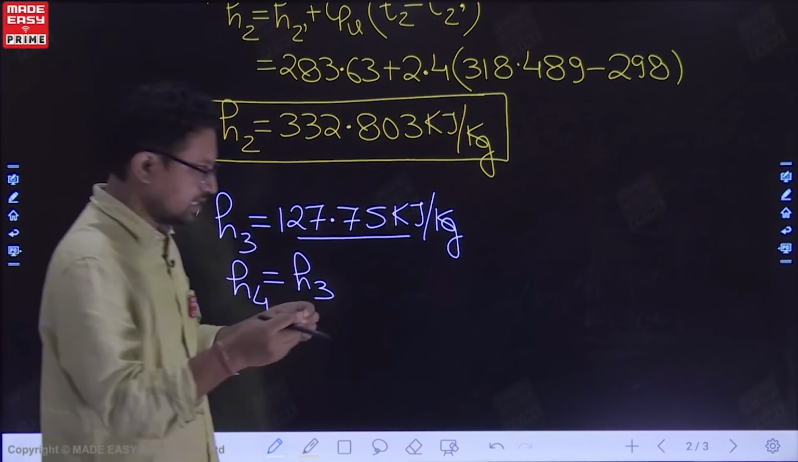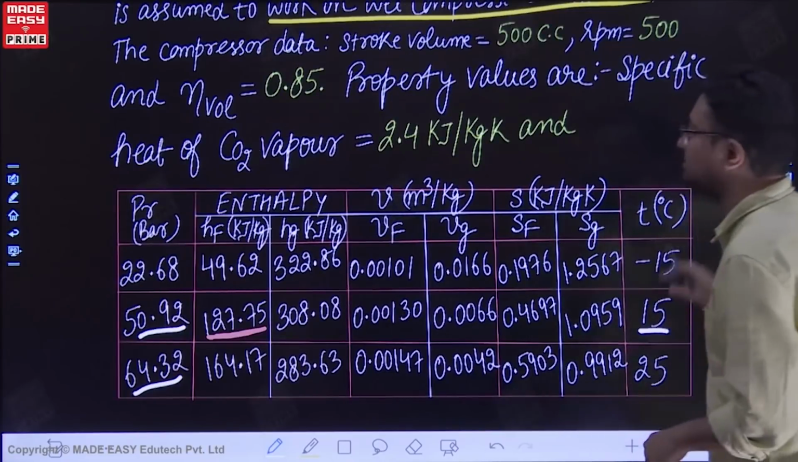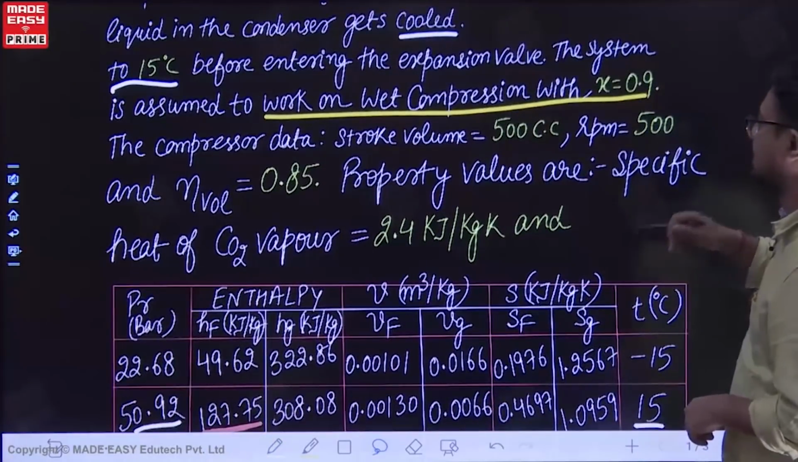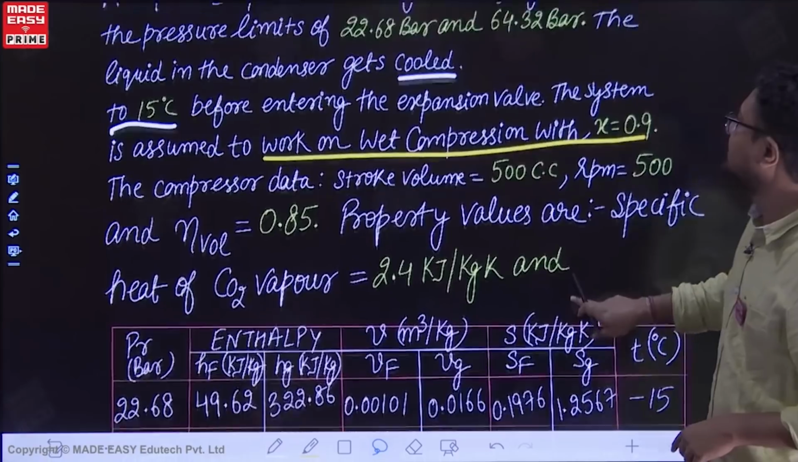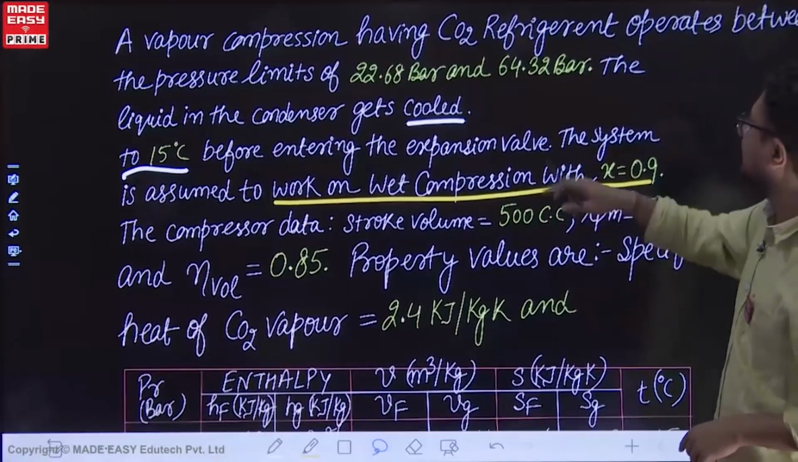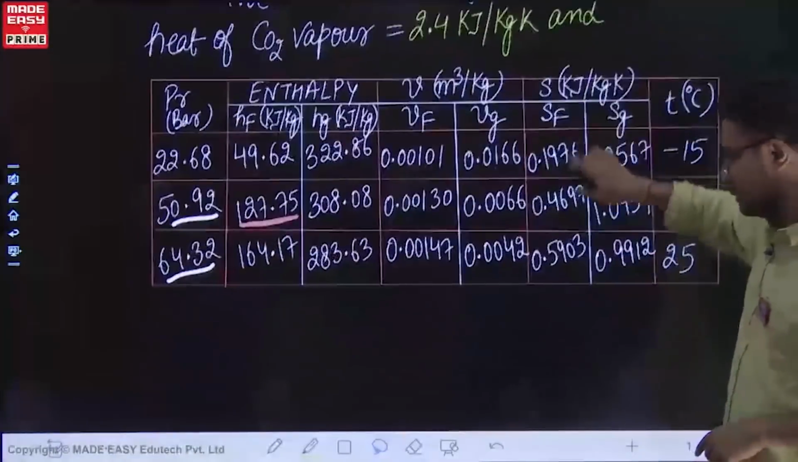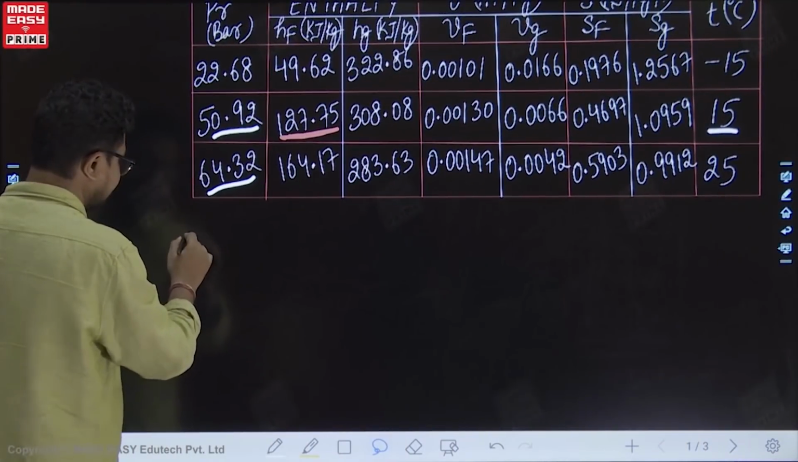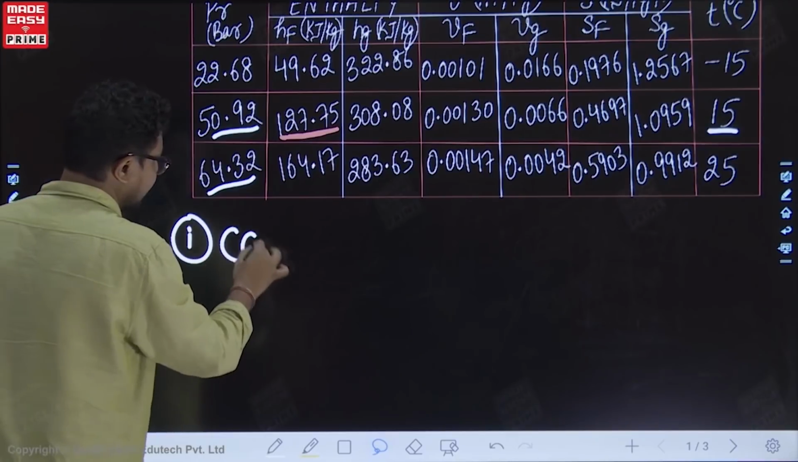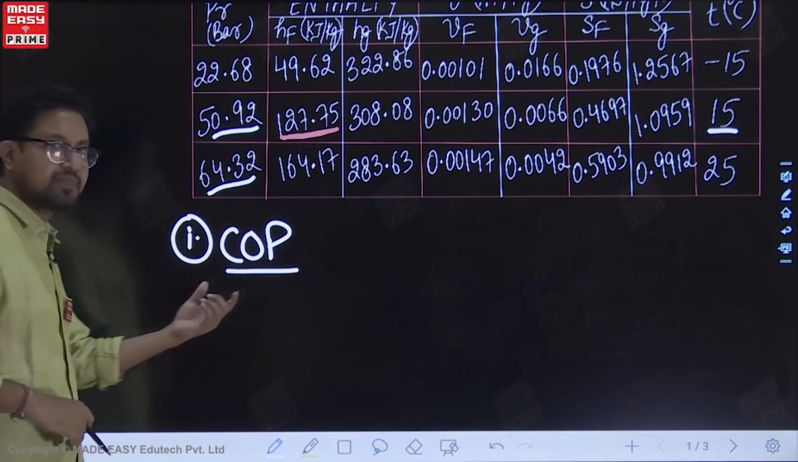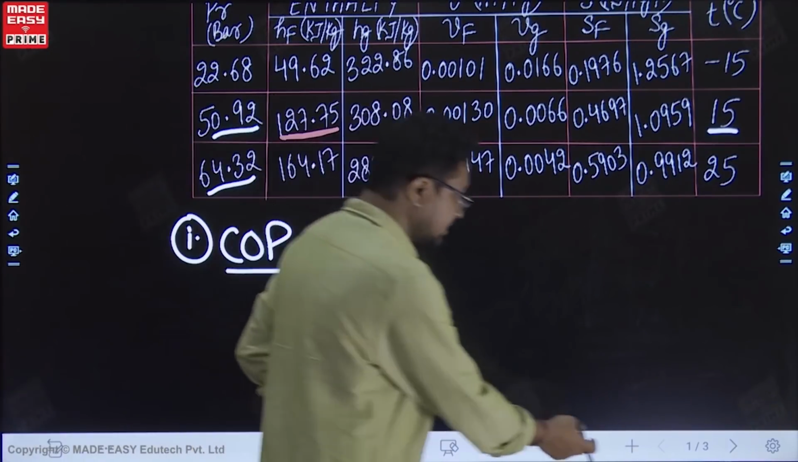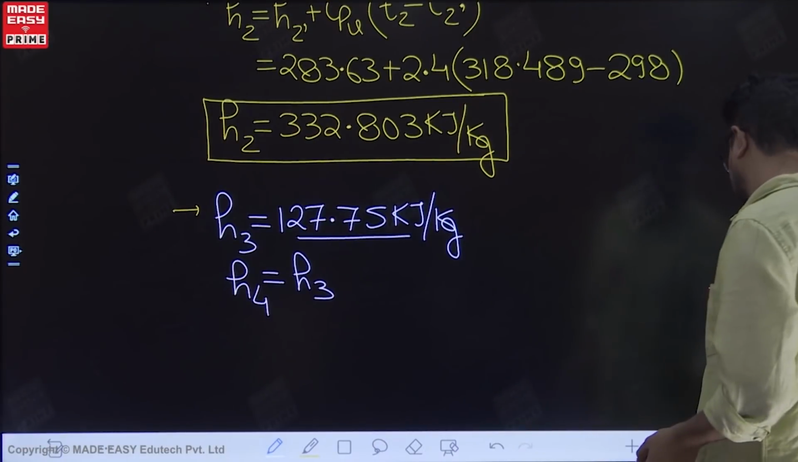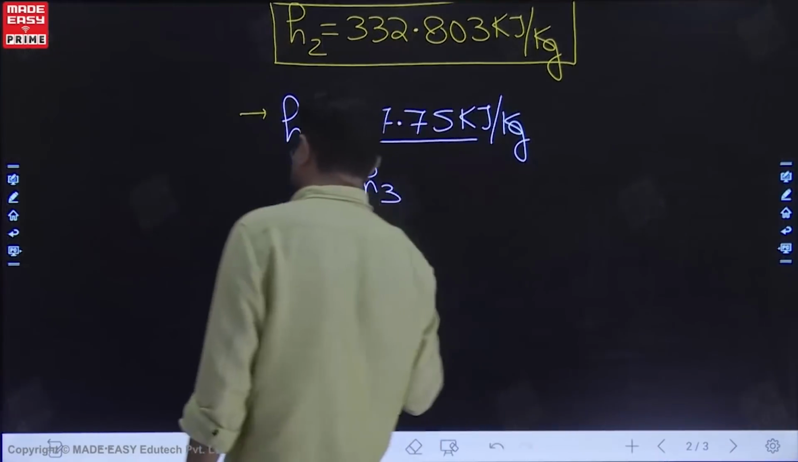What we have to solve? Let us see the problem. In this problem, I think I forgot to mention what we have to solve. We have to calculate the COP. So I'll write it here. Okay? First, we'll calculate the COP part.